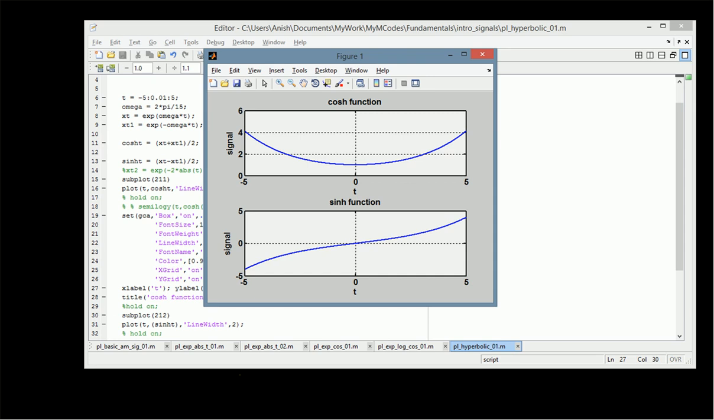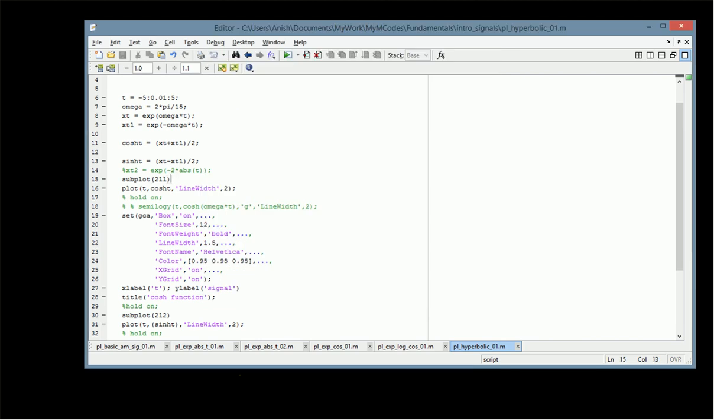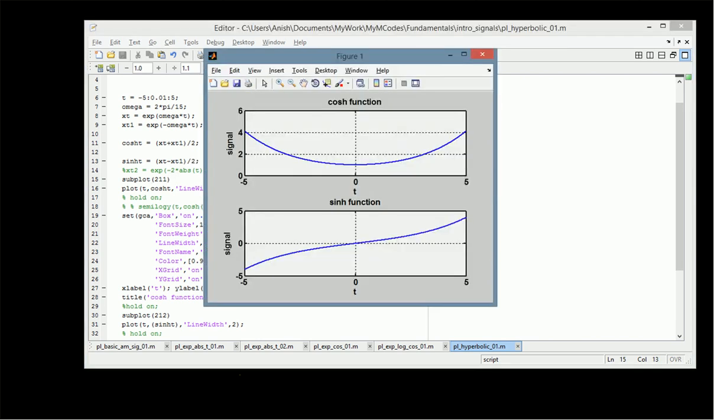So we have clearly observed that when we increase the frequency omega to say 2 pi by 15, the values of the signals, that is the amplitudes of the signal, both cos h and sin h, increase dramatically. Thus we can plot the hyperbolic signals using Matlab.